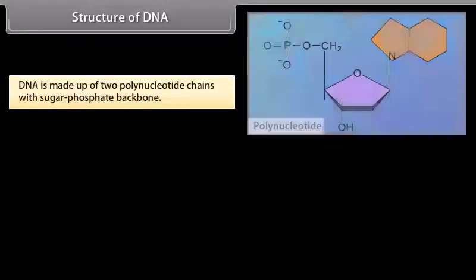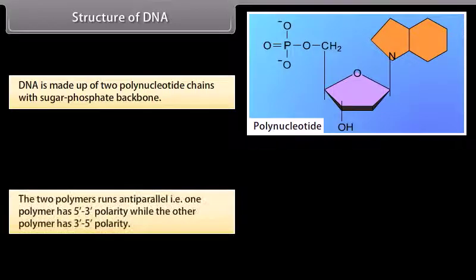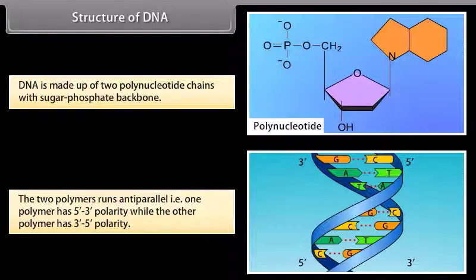Structure of DNA. DNA is made up of 2 polynucleotide chains with sugar phosphate backbone. The 2 polymers run anti-parallel, that is, one polymer has 5' to 3' polarity, while the other polymer has 3' to 5' polarity.